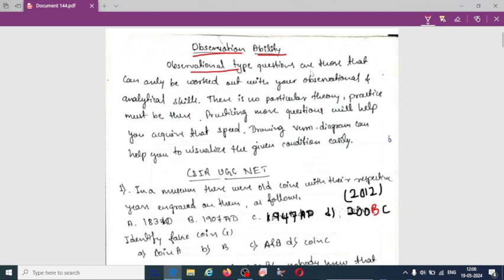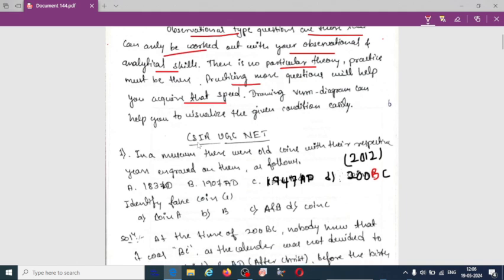Observational type questions are those that can only be worked with your observational and analytical skills. So there is no particular theory behind them to solve. You have to practice a lot of questions to acquire the speed. So let us solve some of the previous year questions from CSIR-UGC NET.